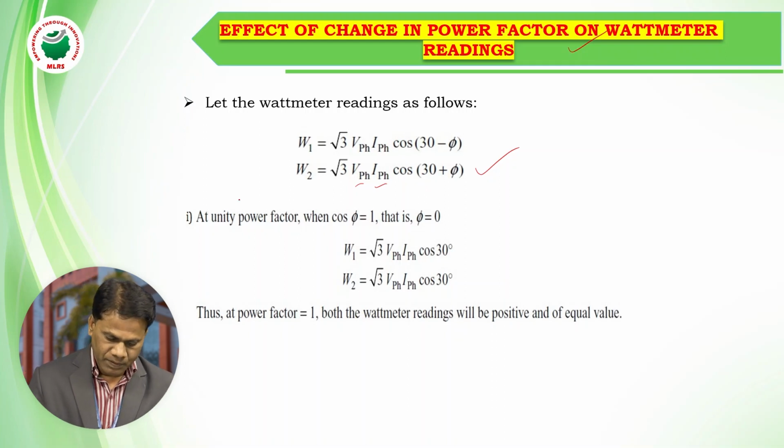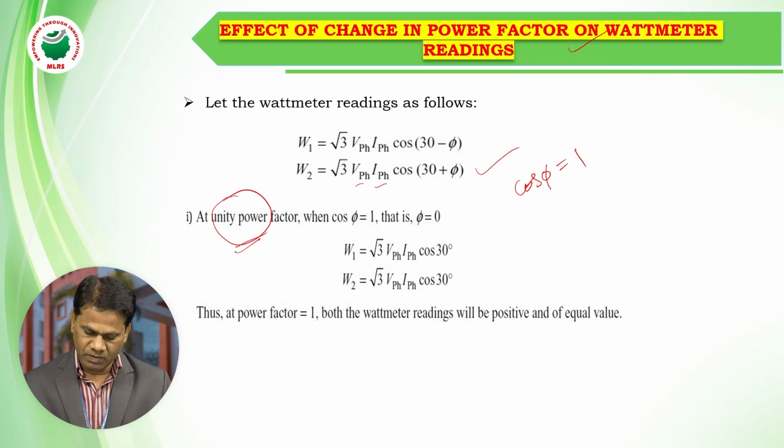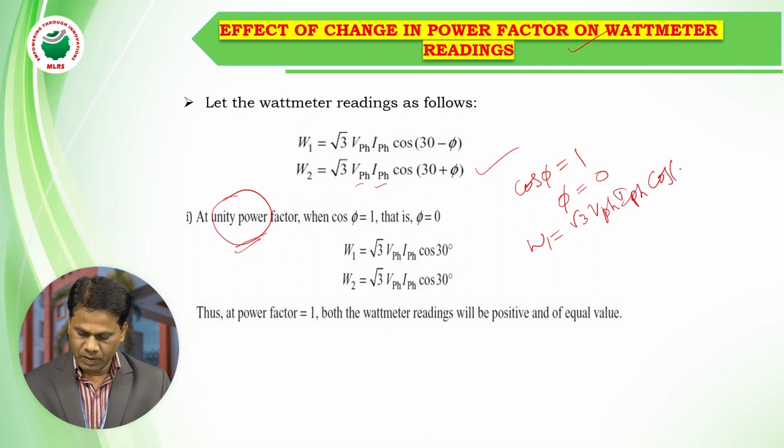I am considering the unity power factor case. If we change the power factor, what will be the wattmeter readings? Unity power factor means the power factor, cos phi, is equal to 1, so phi is equal to 0. Substituting in W1, root 3 times V phase I phase cos of 30 minus 0, that is root 3 V phase I phase cos 30.